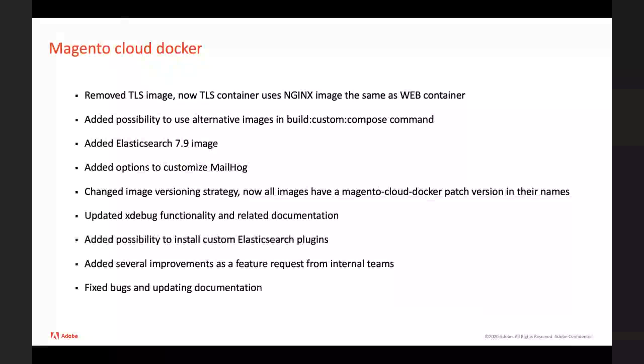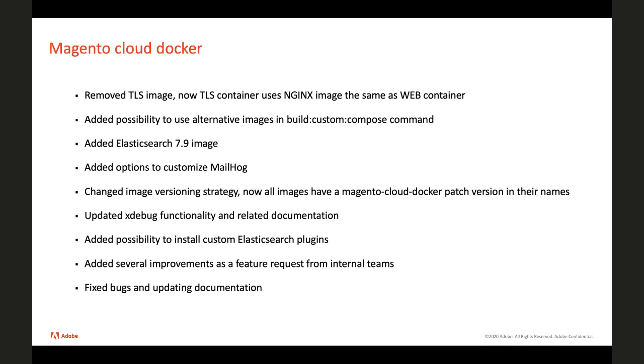As you can see, there are a lot of different changes. We removed TLS images, and now the TLS container uses the Nginx image, the same as the web container. We added the possibility to use alternative images in the build custom compose command. We added Elasticsearch 7.9. It's also part of the preparation for the release of 2.4.2.